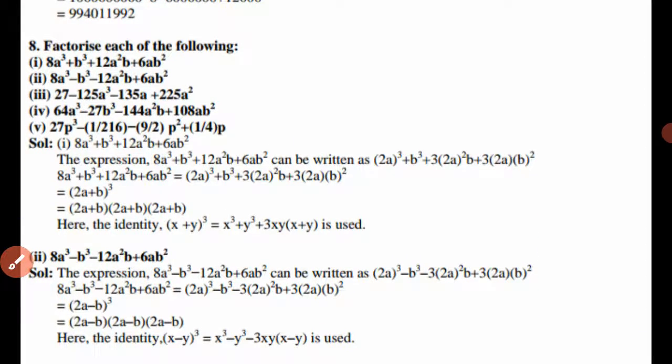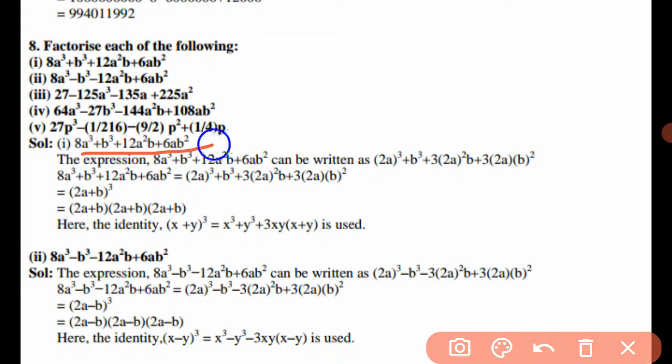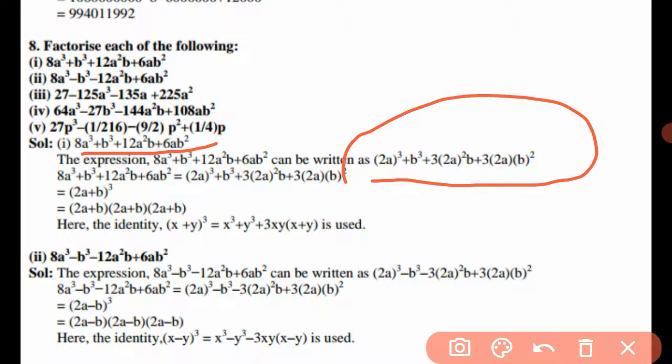Now see question number 8. In question number 8 we have to factorize each of the following. In the first part we have 8a cube plus b cube plus 12a square b plus 6ab square. In this we have to expand it. This can be written in this form, that is 2a whole cube plus b cube plus 3 into 2a square b plus 3 into 2a into b square.